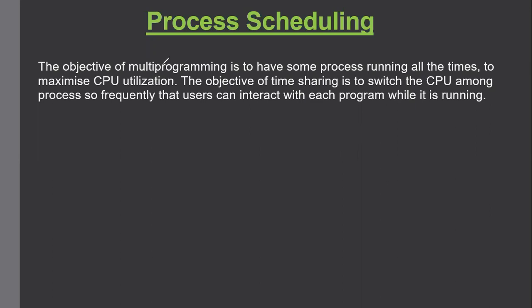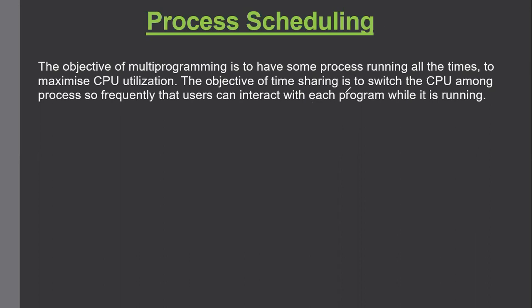The objective of multi-programming is to have some process running at all times to maximize CPU utilization, because if one process is waiting for some IO completion or some other event, another process is allocated the CPU. So you are maximizing the CPU utilization.